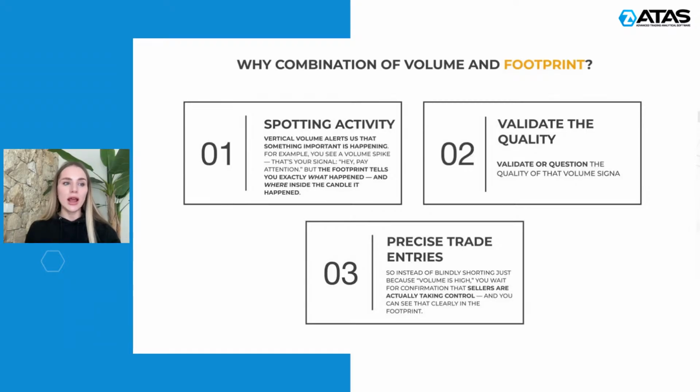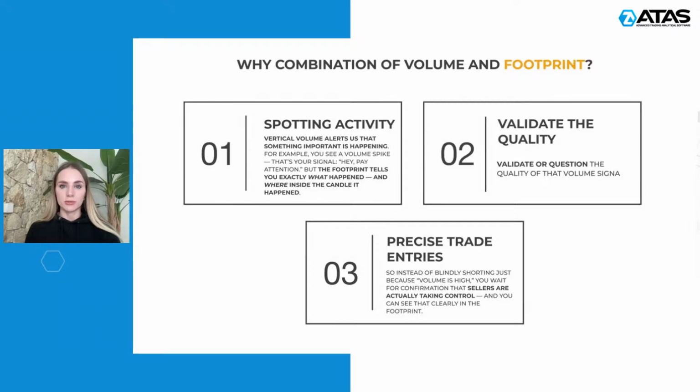Secondly, the footprint helps you to validate or question the quality of that volume signal. Let's say the volume is unusually high. You check the footprint, and inside the candle you see a heavy fight: big buys, big sells, and delta is approximately around 0. That tells you the forces are balanced, bulls and bears are fighting, and the signal is quite mixed. It may be the start of a reversal, or it can be a zone of consolidation.